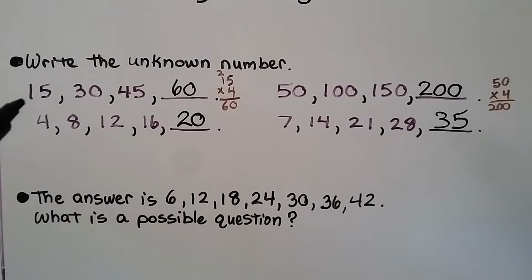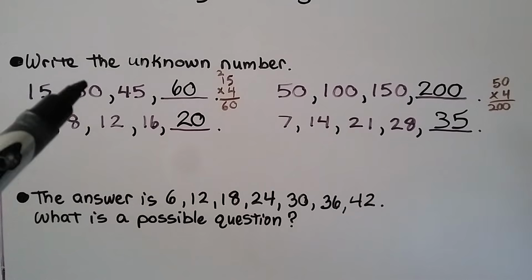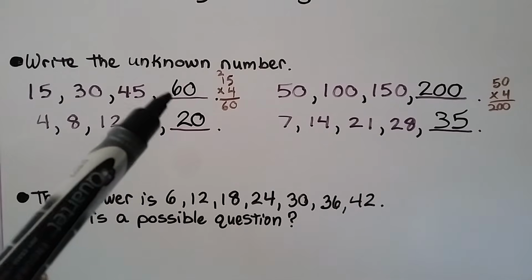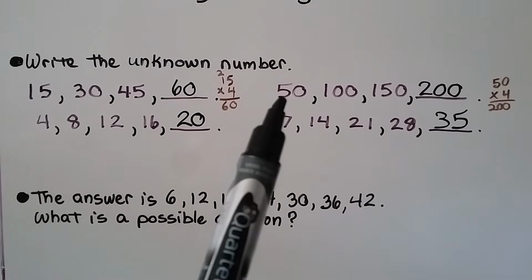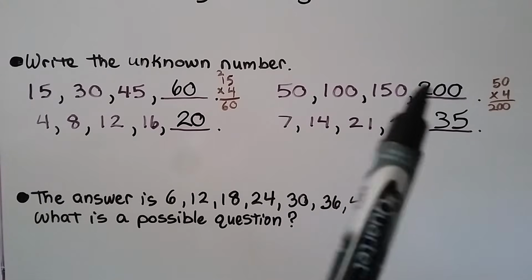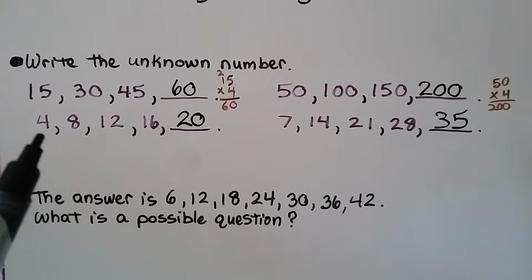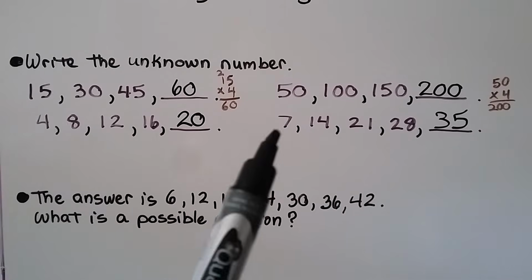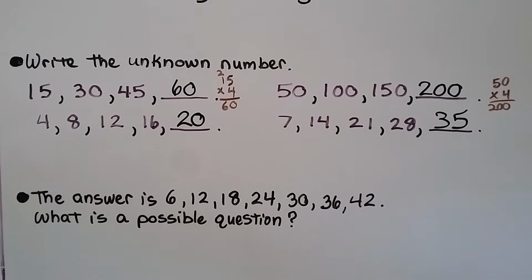These were multiples of 15. 15 times 1, 15 times 2, 15 times 3, 15 times 4. These were multiples of 50. 50 times 1, 50 times 2, 50 times 3, 50 times 4. These were multiples of 4, and these were multiples of 7.